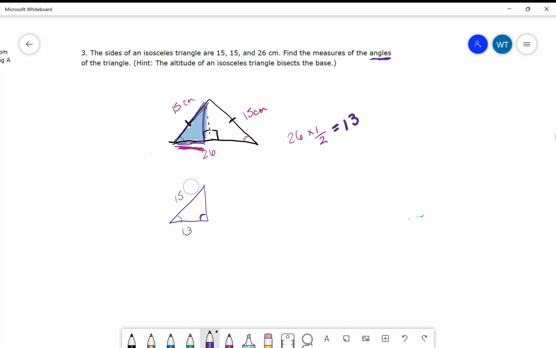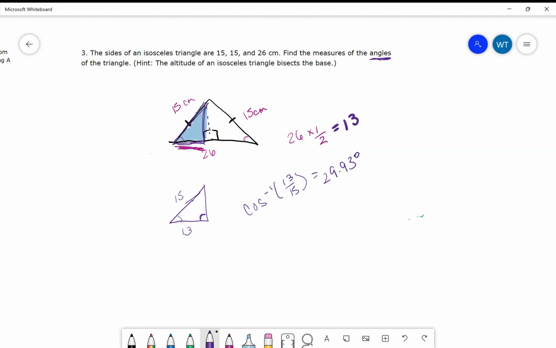So with this being our hypotenuse, we have adjacent and hypotenuse. So we're going to use cosine inverse, 13 over 15. And we get 29.93 degrees.